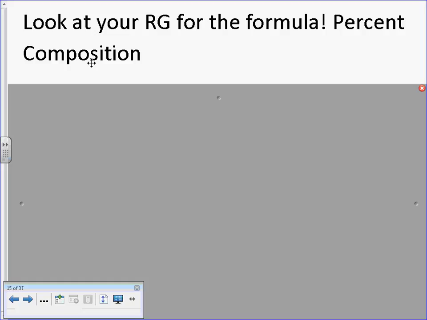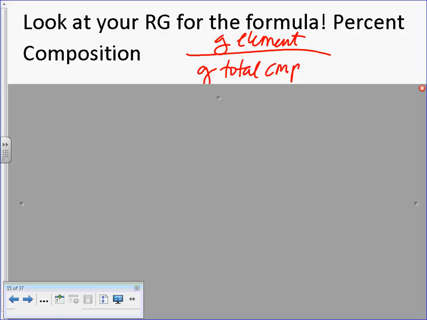Say it again. Grams of the element over grams of compound, I believe, right? So grams total compound. And then times 100, because all percents require you to multiply by 100. And that gives you percent of the element, whatever the element of choice is here.